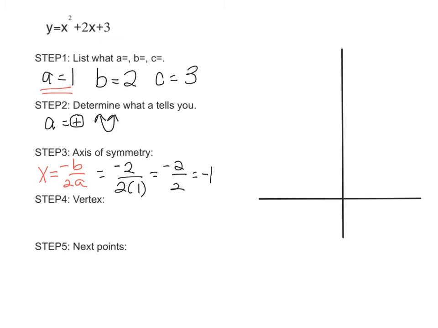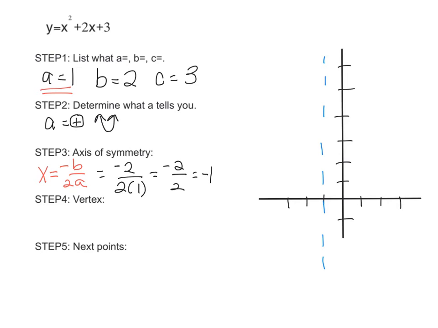All right, so now I'm going to come over to my graph. And I like to make the axis of symmetry a dotted line. Those aren't quite to scale, but that's okay. So I am going to draw a dotted line at x equals negative 1. And if we remember, a vertical line is an x equals equation. So there's my axis of symmetry.